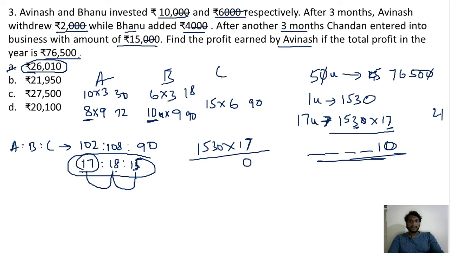See, 0. Now 17 into 3 is 51. You have 5 in the mind. 17 into 5 is 85. 85 plus 5 is 90. So 0 and you have 9 in the mind. 17 into 1 is 17 and 17 plus 9 is 26. So you have 26,010 rupees. This is the share of Avinash. Moving to the next question.